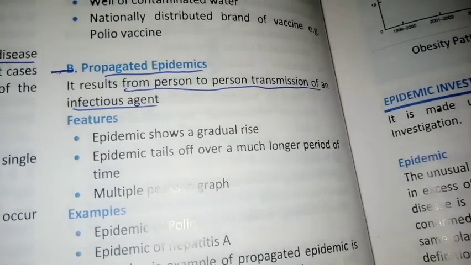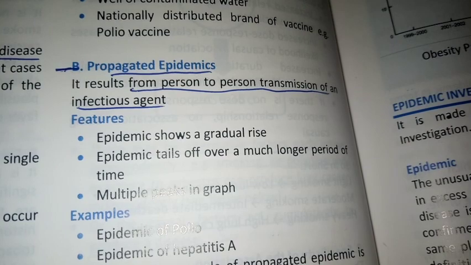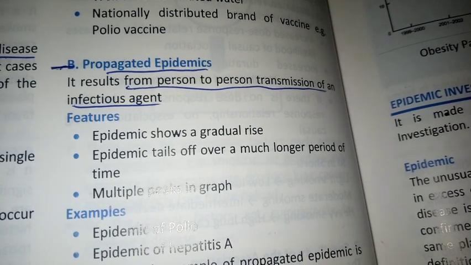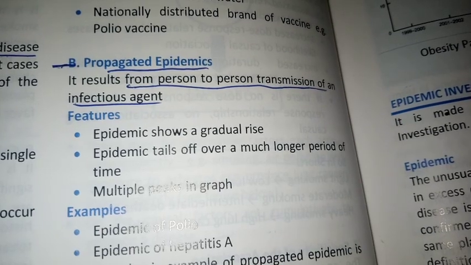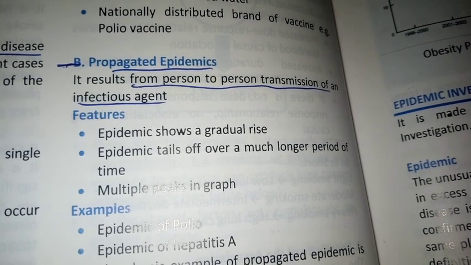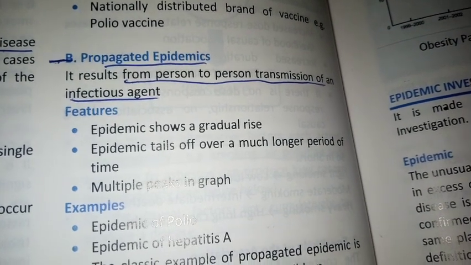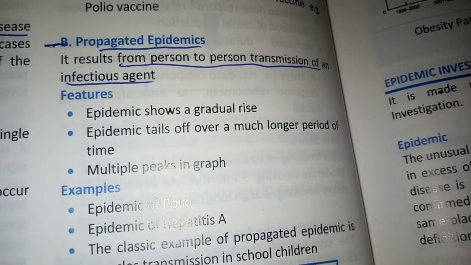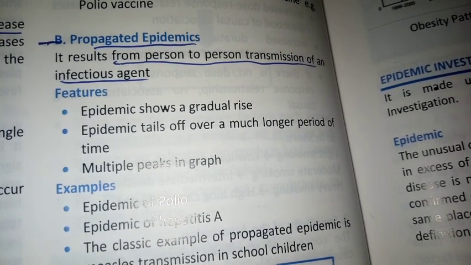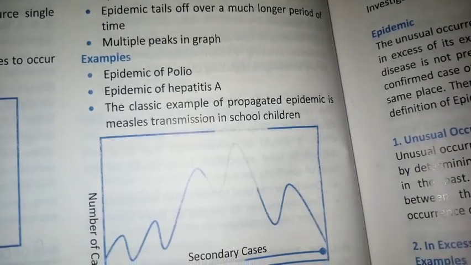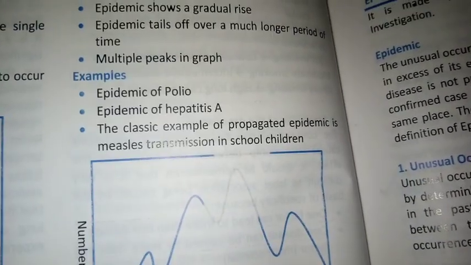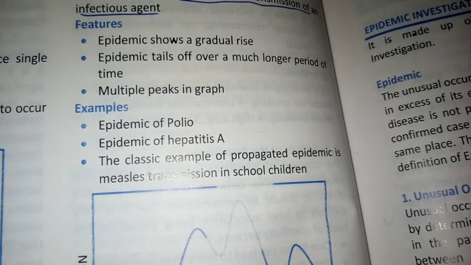Then we'll talk about propagated epidemics. It results from person to person transmission of an infectious agent. The features are: the epidemic shows a gradual rise. The epidemic tails off over a much longer period of time. And the last one is multiple peaks in the graph. These three features were given there.